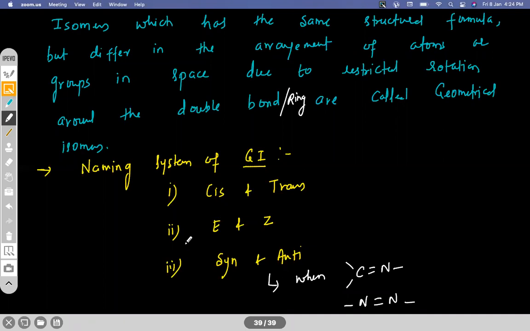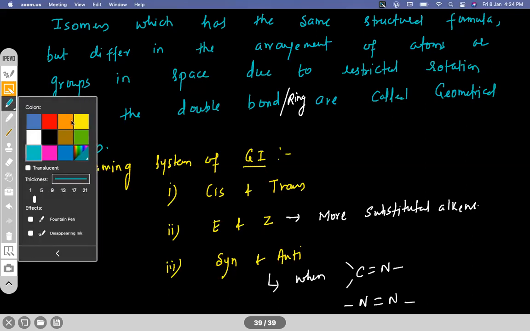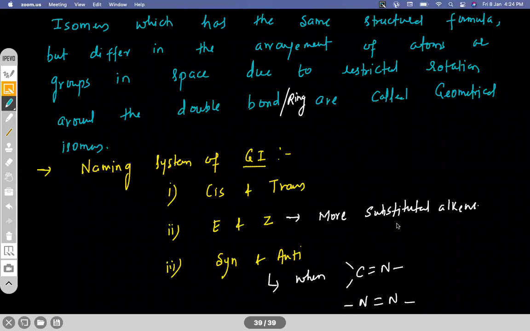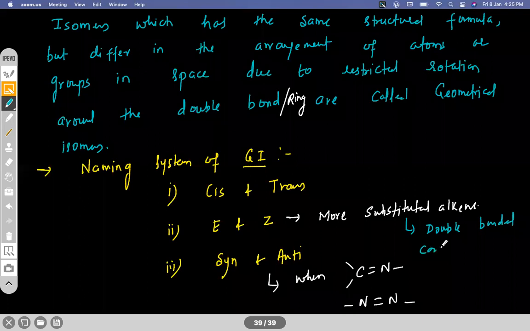Cis-trans, E-Z, and syn-anti. These three nomenclatures we have. When do we use cis and trans, and when do we use E-Z? E-Z is generally used in more substituted alkenes. More substituted means what? The double bonded carbons together have at least three different groups.